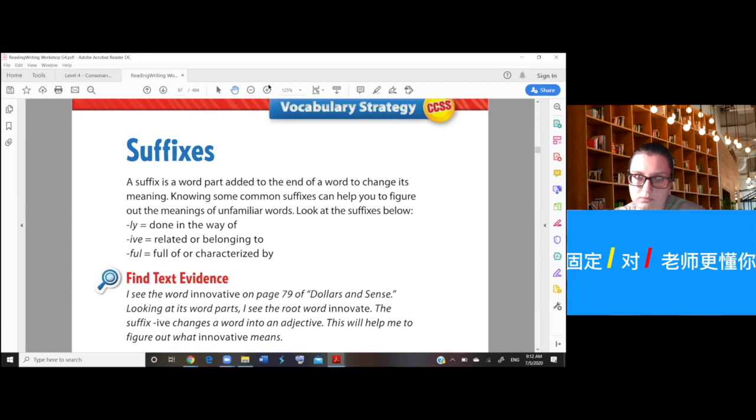Do you remember when we talked about prefix? You said reread. Reread means read again. And re is a prefix. Prefix means it goes before the word. It's not read, right? So suffix goes at the end of the word.